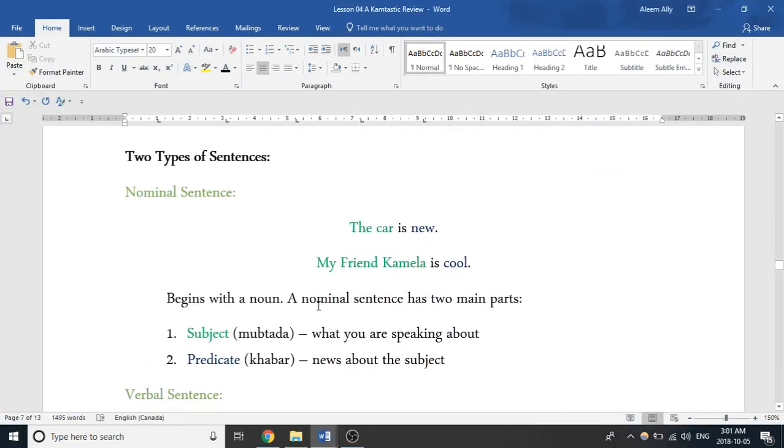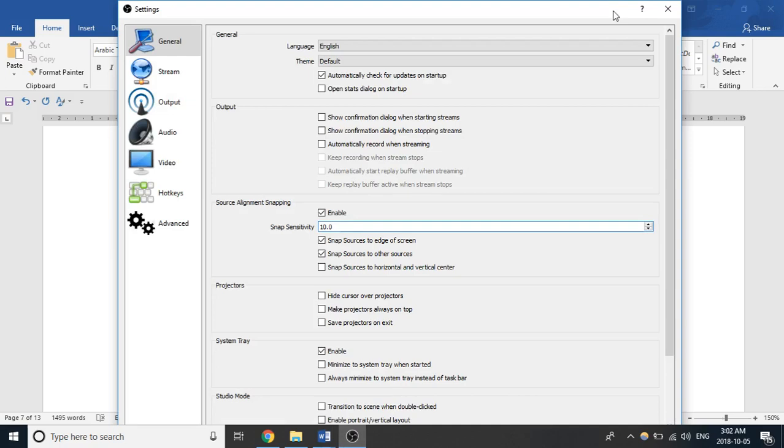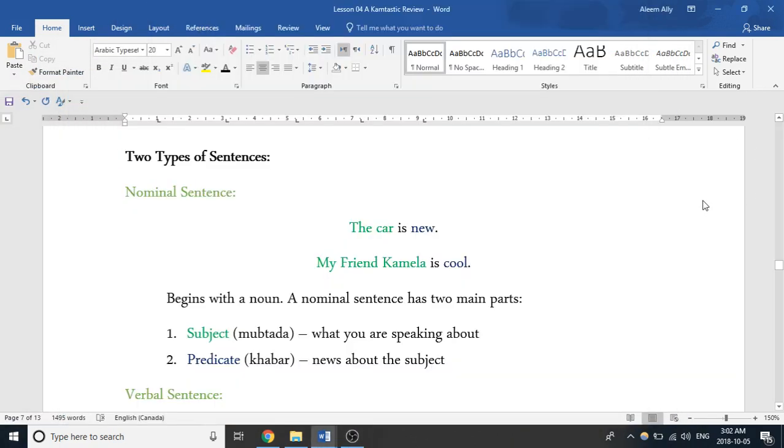Bismillah walhamdulillah. So in this part of the review, we're going to hop right into nouns and look at the 4 properties about nouns. But before we do that, I want to take a step back and look at the 2 types of sentences. In Arabic and English, there are 2 types of sentences. The first is a nominal sentence and the second is a verbal sentence.